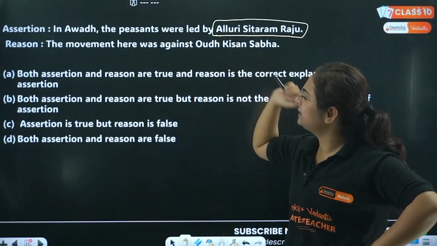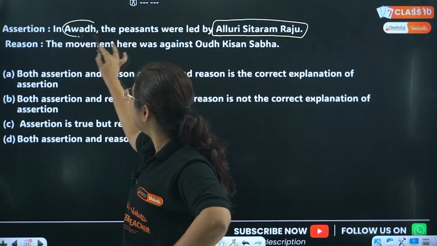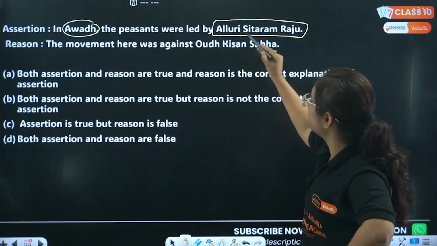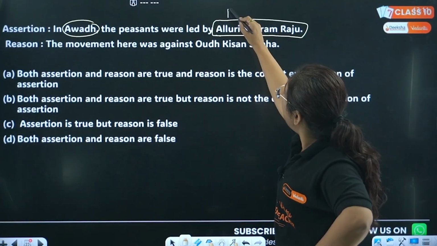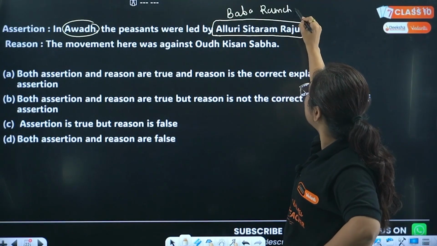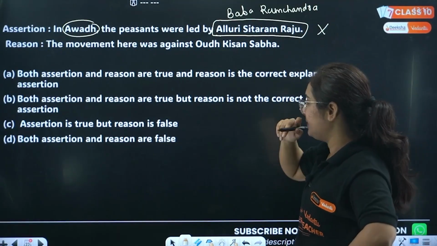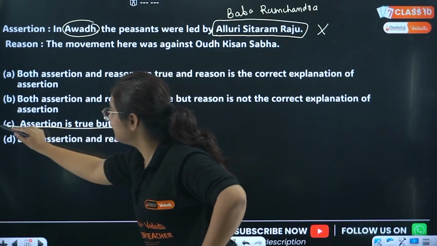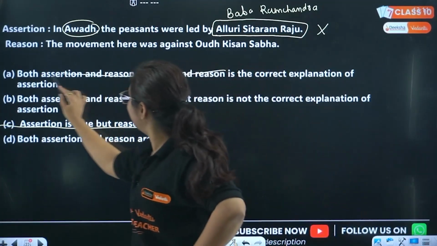Now, what is fishy in this question? This Awadh is fishy. Why? Because in Awadh, the peasants were led by whom? Tell me fast. Baba Ramchandra, not Alluri Sitaraman Raju. So this assertion statement is totally wrong. So when this is wrong, this is deleted for obvious, and this is also deleted for obvious.